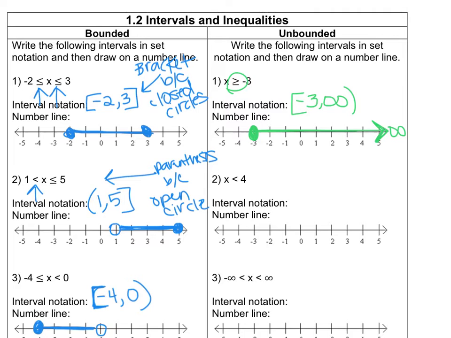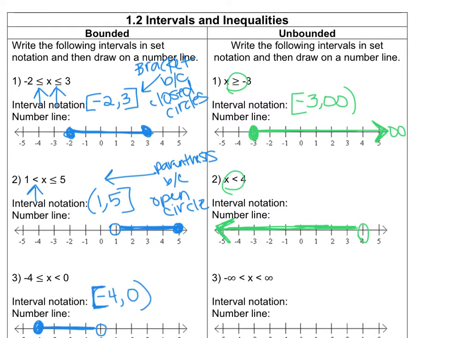So I'm starting off at positive 4, but x cannot equal it, so I need to leave it as an open circle. And then I'm shading everything less than 4. So less than should be to the left, which if you'll notice is the same direction as your less than sign. This one, sometimes kids write backwards.